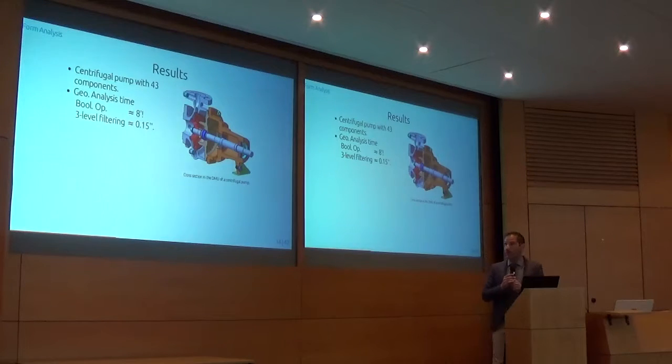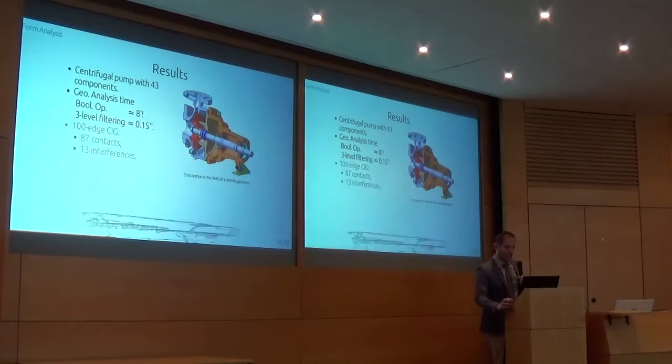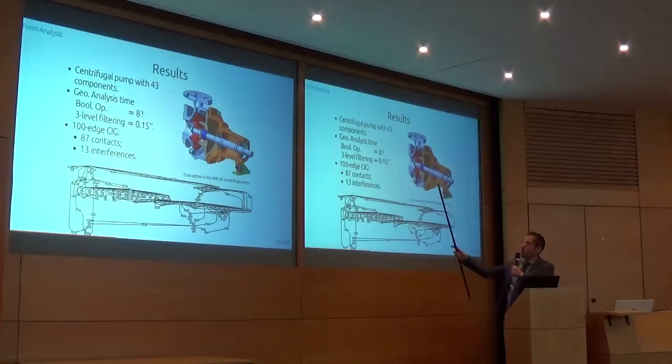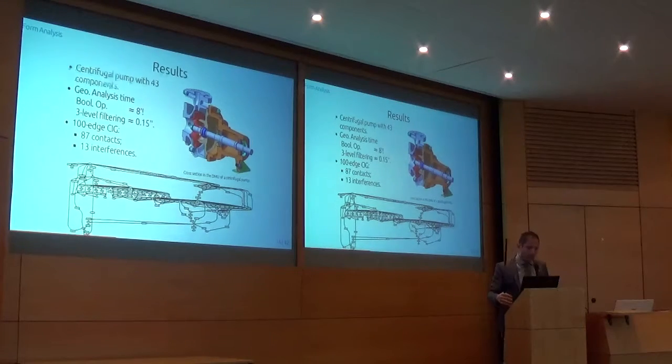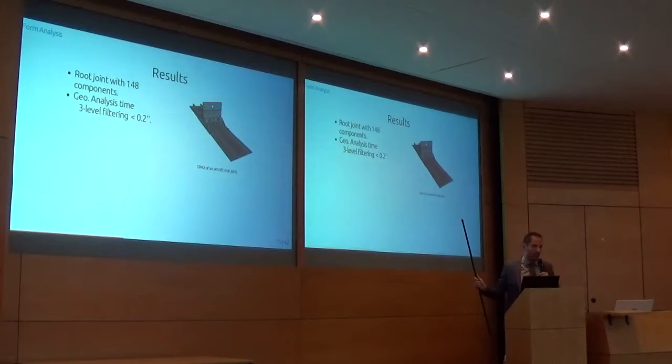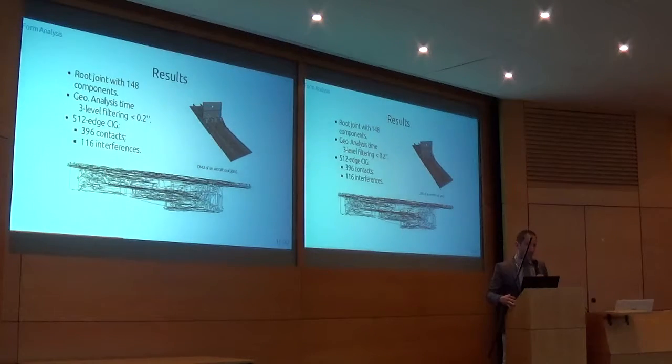Now, to show some results at this stage, we take the example of a centrifugal pump that we used, and it would take about 8 minutes to generate the conventional interface graph using mere Boolean operators, while using our 3-level approach, it would take about 150 milliseconds to generate a 100-edge graph. Another more elaborate example is the root joint that we've seen at the beginning of this presentation, and it would take, using our 3-level filtering, less than 200 milliseconds to generate a more complicated graph.